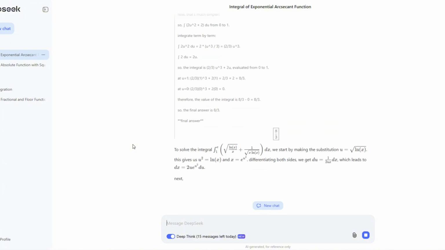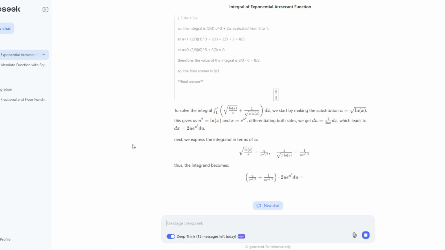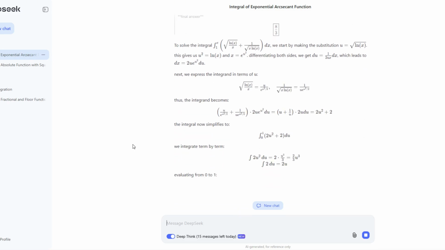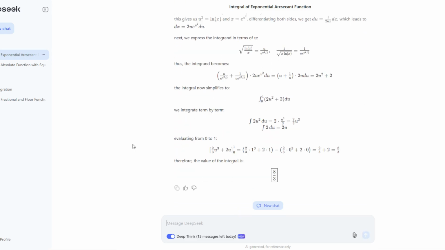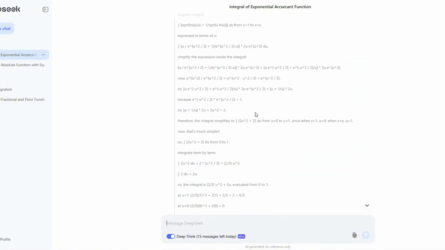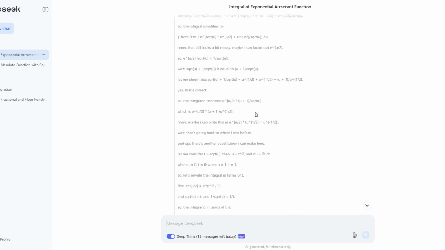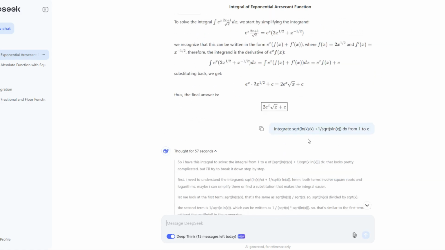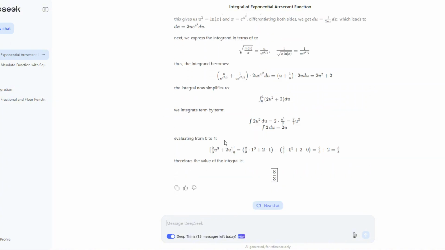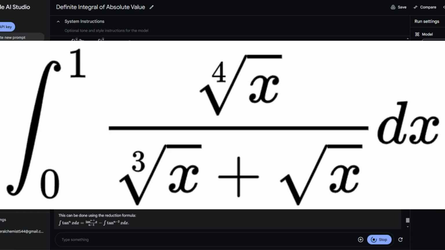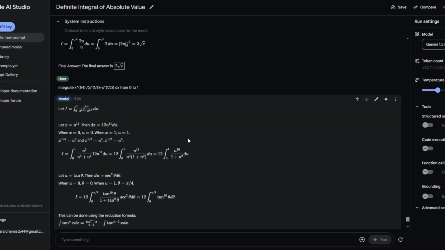Oh no, unfortunately, I think DeepSeek is messing up its answers. Oh yeah, 8/3. That is incorrect. I want to make sure that the integral written was right. Yeah, it should be. But unfortunately, that is not correct. Ooh, it's still solving. Oh my god. 17 seconds. Ooh. Oh, that's brutal.